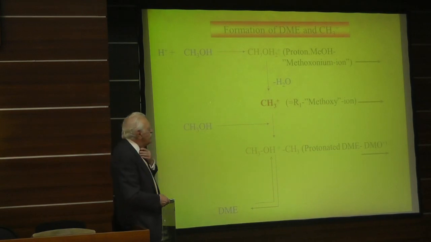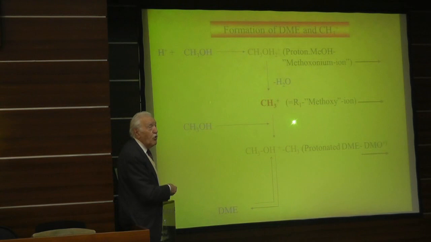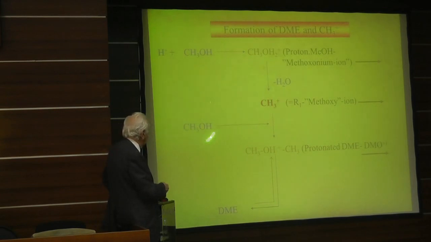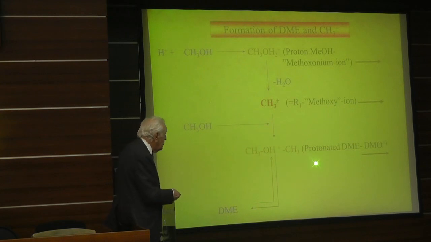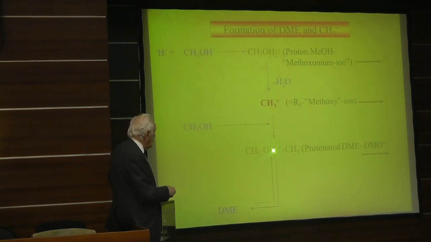The chemistry for this has been studied quite a bit by people at Cambridge and other places in England. So what I have done here, we have accepted the chemistry that people developed there. And what you have is you protonate the methanol. The protonated methanol dehydrates. You produce this so-called methoxy ion, CH3+, for me good enough. Then that reacts with another molecule of methanol, and that is protonated dimethyl ether. And that can give dimethyl ether, but we want to go to the MTO cycle.